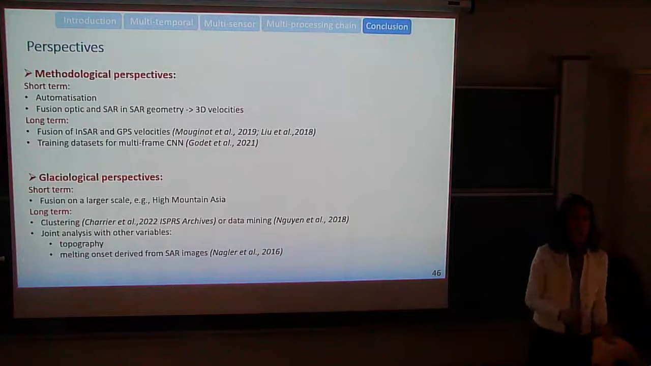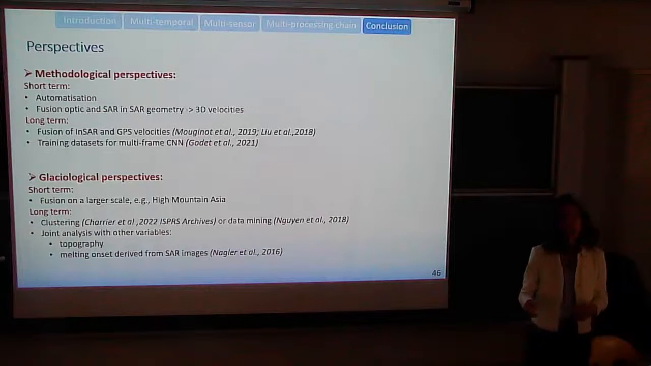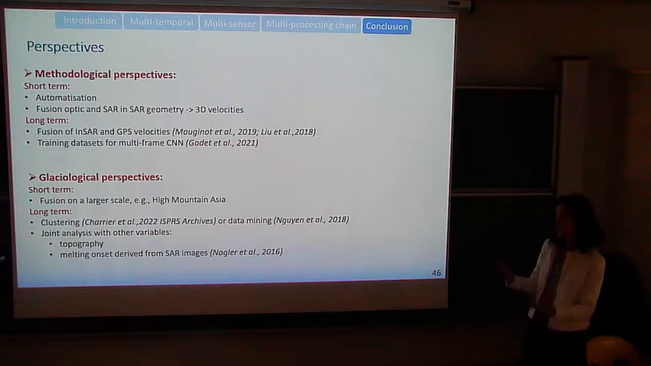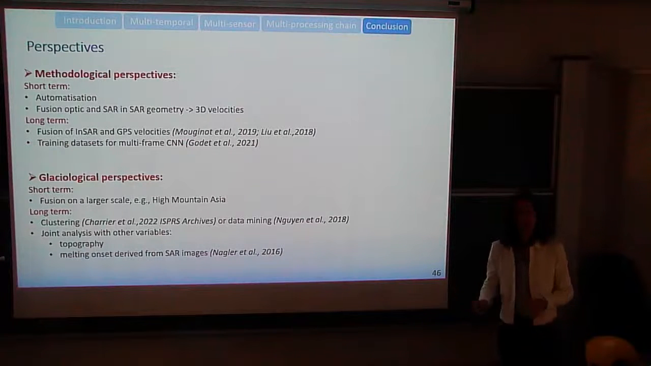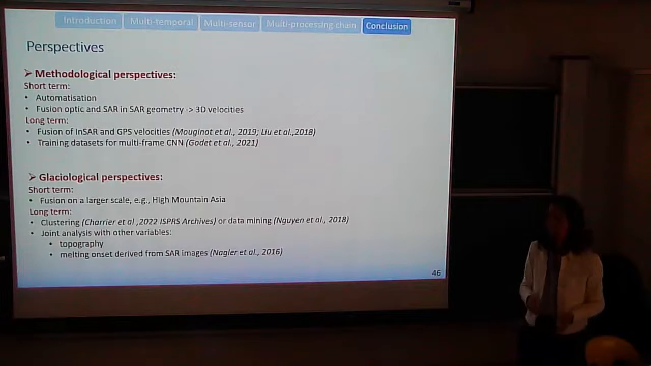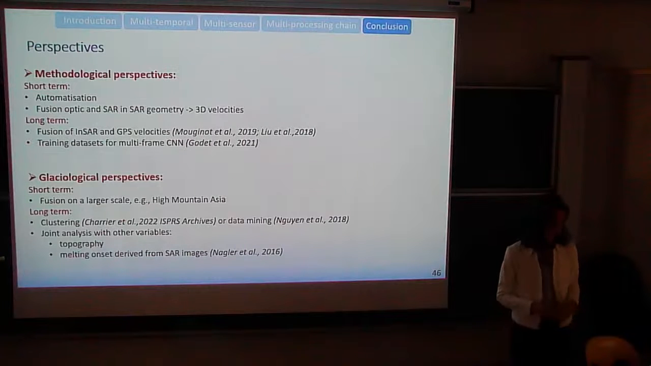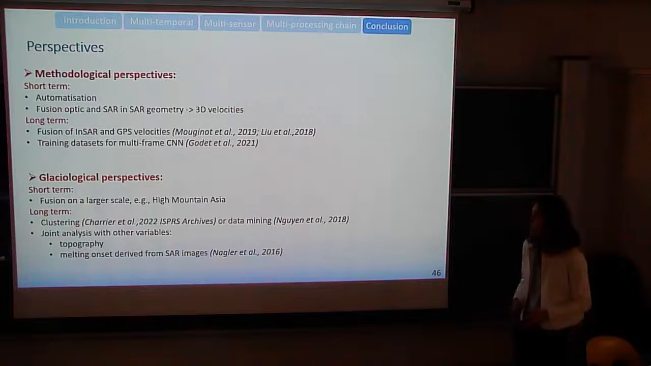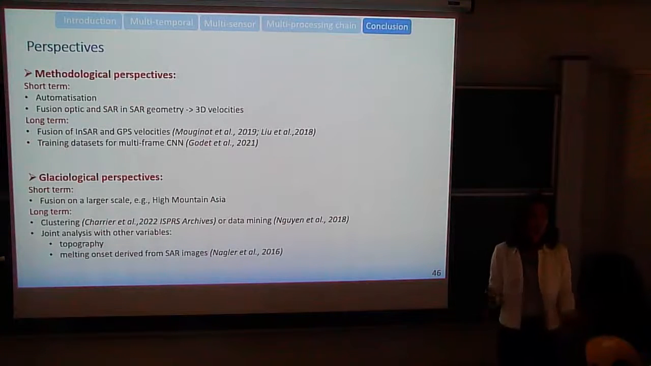First, on the methodological perspectives. Over a short term, it would be to automatize the hyperparameters of flow methods to be applicable over a larger scale. We can also carry on fusion of optic and SAR simple pair velocities, but in the SAR geometry. It's something I've worked on a bit at the end of the PhD, and I've shown some results in the manuscript, but we will still need to work on that to then retrieve 3D velocities, which can be compared with changes in surface elevation.